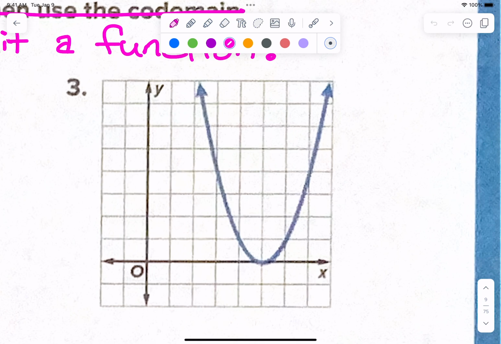Find me the domain and range of this function. Number 3. Sorry, you've got to do domain and range. List the domain and the range, and then give me a yes or no: is it a function or is it not a function? Just put it somewhere on your whiteboard. You don't have to regraph it. You don't have to do anything.